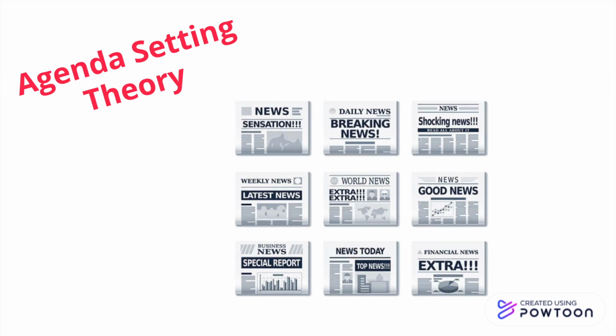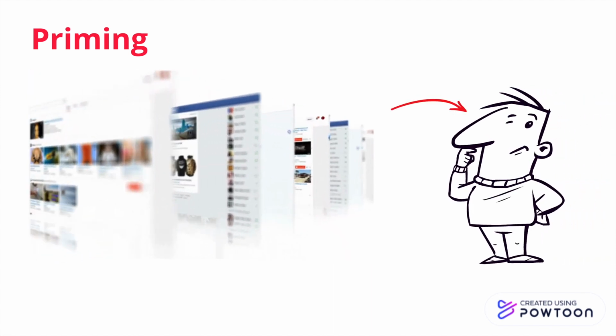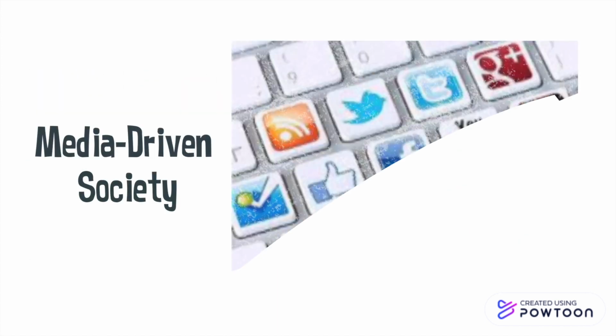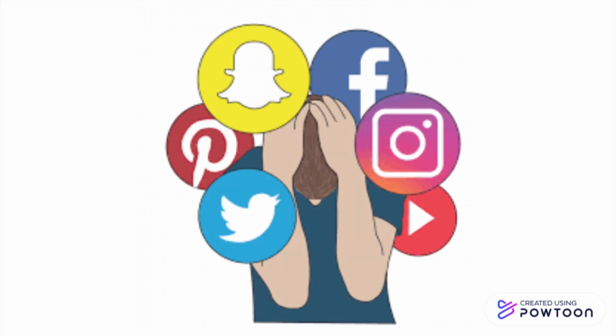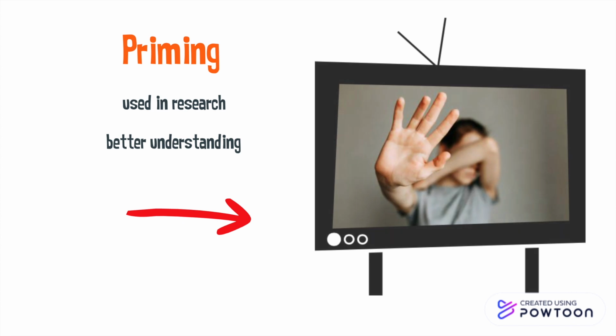In agenda setting, the theory only focuses on the issue's relevance. However, in priming, it also includes how media content is processed in the human mind and how it affects decision making. Since we live in a media-driven society, research into media impact is critical. The priming principle is used in research for better understanding of the effects of television shows on viewers' violent behaviors.